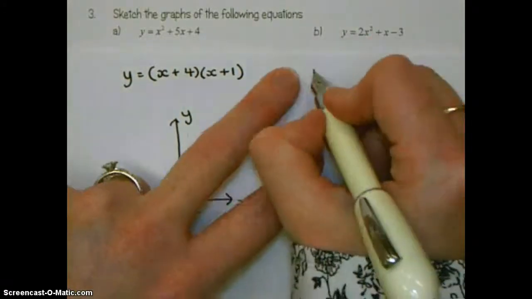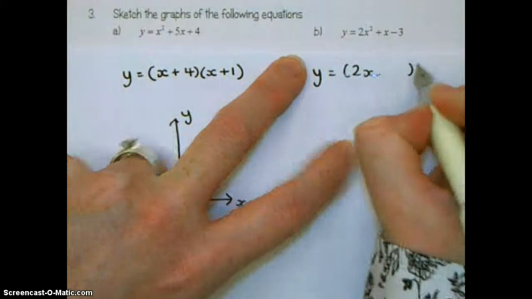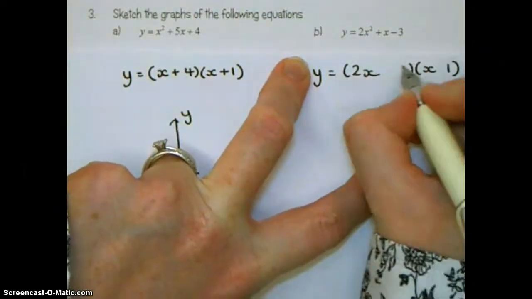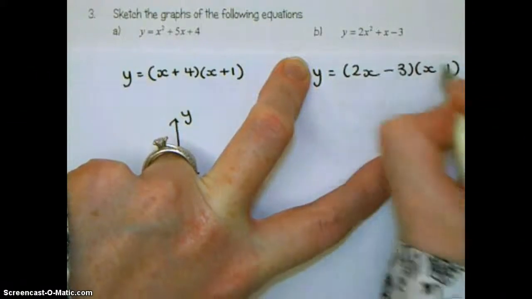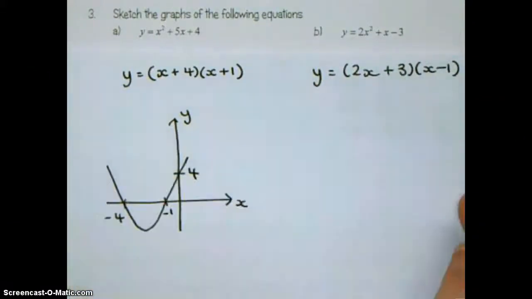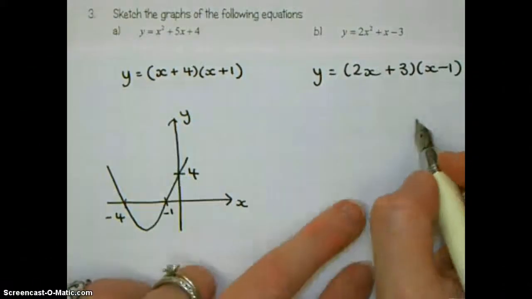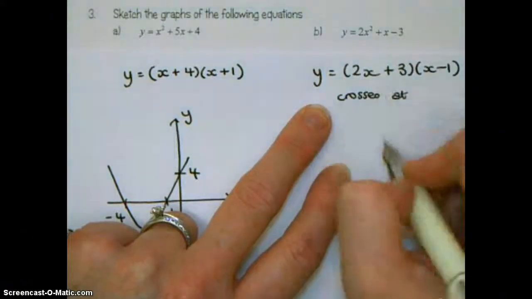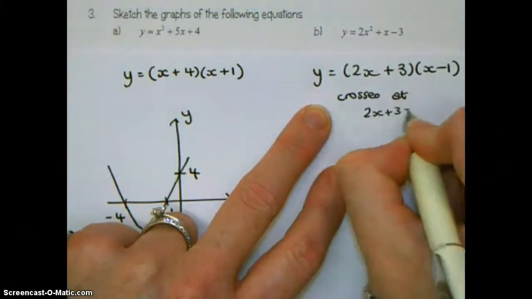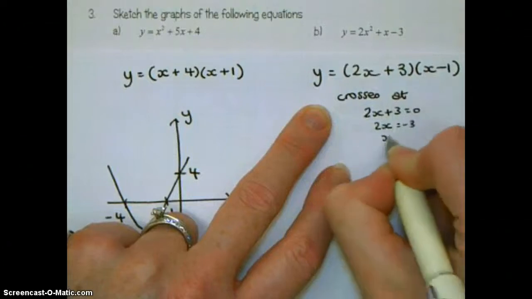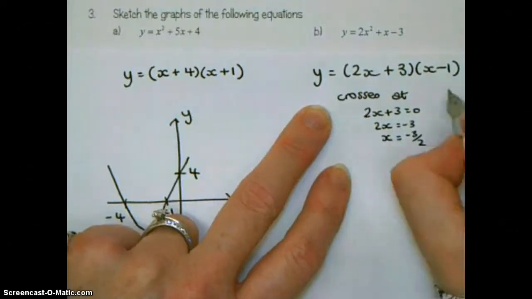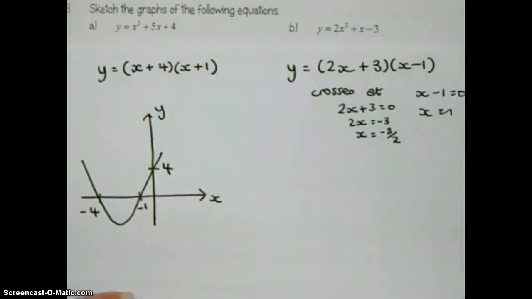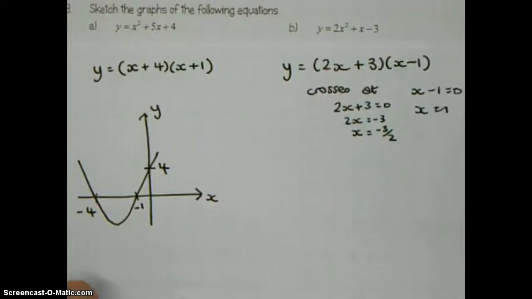We do b in the same way. We factorise that, so it's going to be a 2x and an x, and I can see that that's going to be a 1 and a 3. It's going to be plus 3 and minus 2 when we multiply out. So it's 2x plus 3, x minus 1. So this graph is going to cross at, if we make this bracket equal to 0, 2x plus 3 equals 0, then 2x equals minus 3, x equals minus 3 over 2, and that bracket, if x minus 1 is 0, x is 1. So that graph is going to cross at minus 1.5, or minus 3 over 2, and 1.